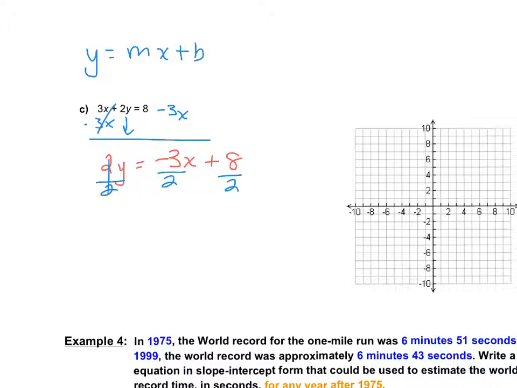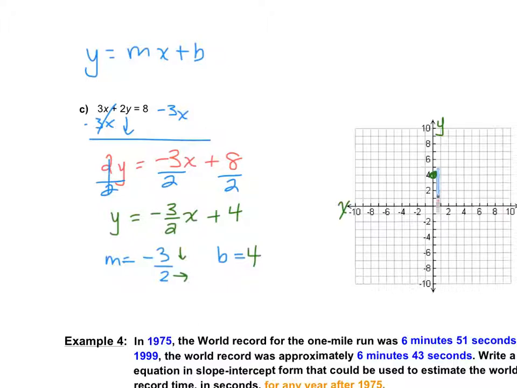And you get y is equal to -3 over 2, leave it as a fraction because it's slope, x plus 4. The slope is -3 over 2. That means you're going down 3 units to the right 2, and your y-intercept is equal to 4. So you're going to go to 4 on the y-axis. Here's the y-axis, here's the x-axis.